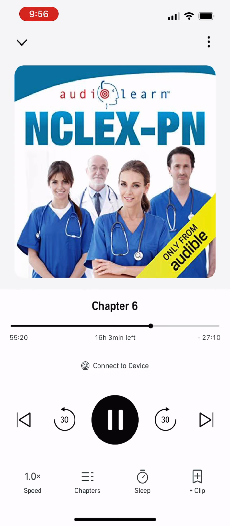The sounds that are heard with percussion are resonance, which is a hollow sound, flatness, which is typically heard over solid things like bone, hyperresonance, which is a loud booming sound, and tympany, which is a drum-type sound.